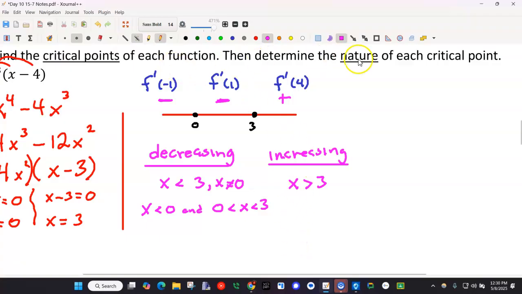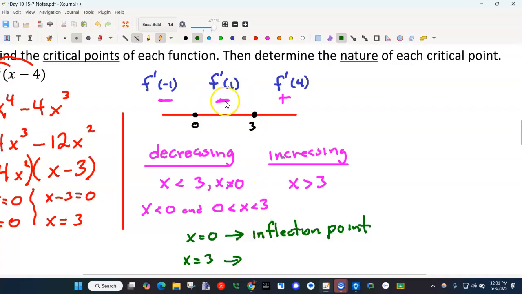But the question now says describe the nature of each critical point. Right? So that's the new part. So for x equals 0, what kind of critical value is that? So it goes negative to negative. So that would be an inflection point. And then our other critical point, which is 3, would be a what? Goes from negative to positive. Yeah, so if you're going negative slope and then you have positive slope, that's a minimum, right? So we have a minimum.